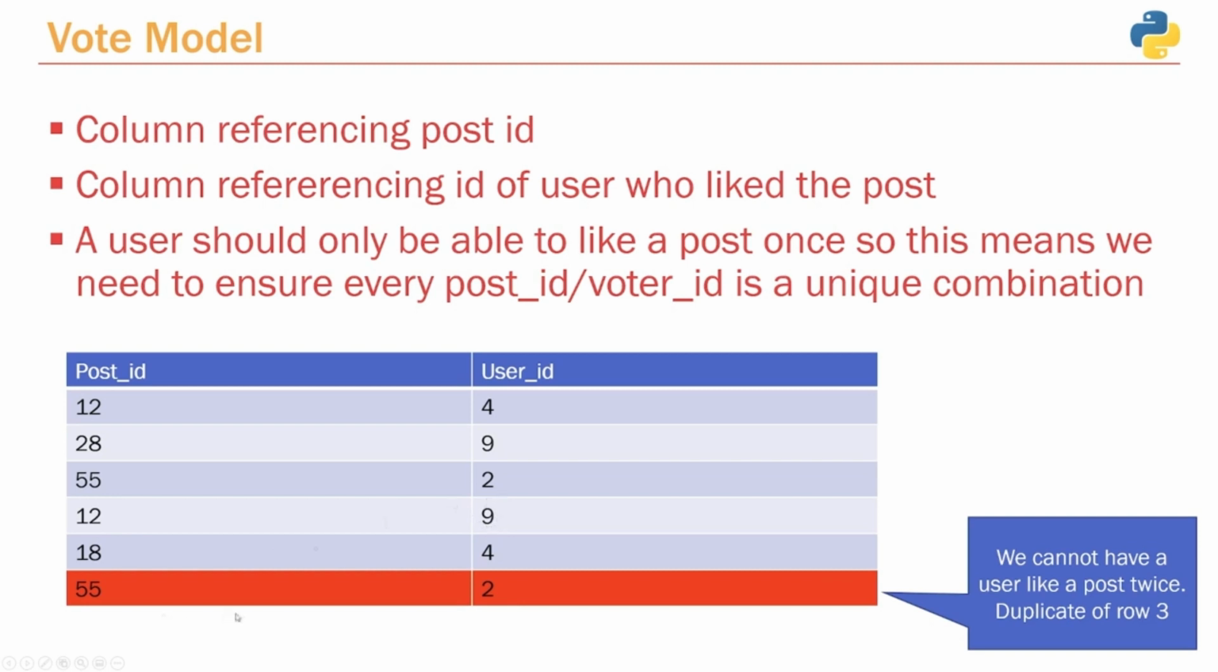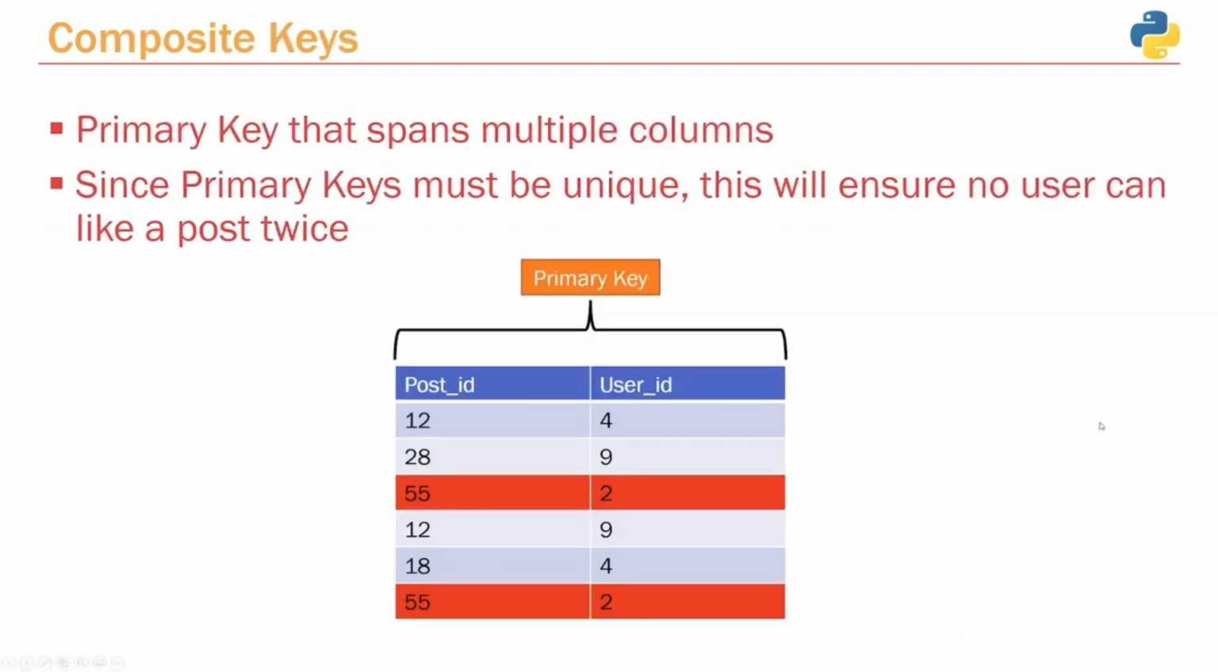Now, what we can't have is a user liking a post more than once. So you could see here, user 2 liked a post with an ID of 55. We can't have him do that again, right? It's a duplicate. This isn't allowed, or this shouldn't be allowed in our system, because we don't want users to be able to like a post more than once. And so there's a couple of different ways of setting up this requirement, but we're going to take a look at the simplest solution. And we're going to learn about something called composite keys.